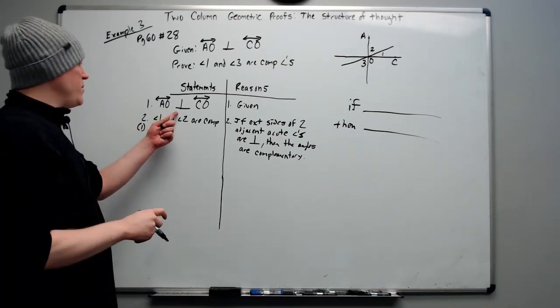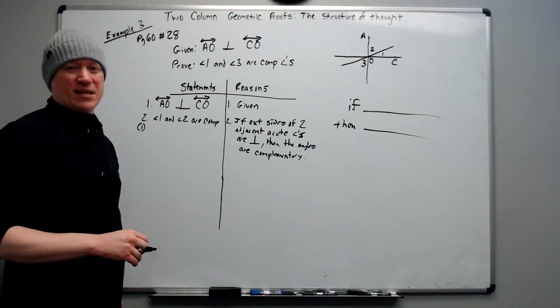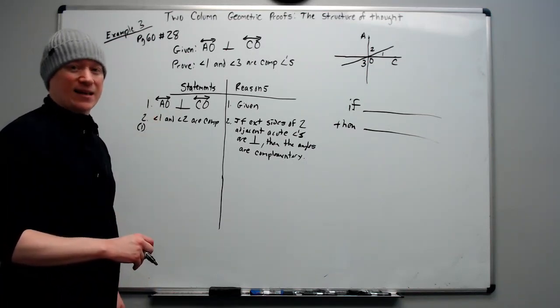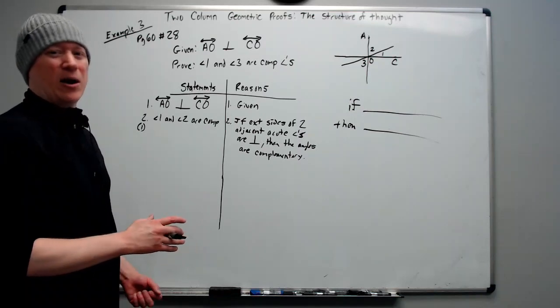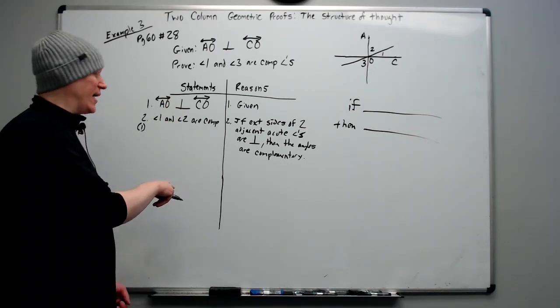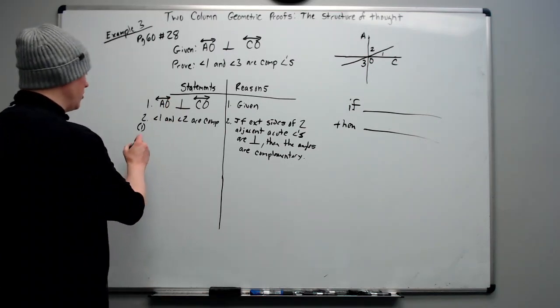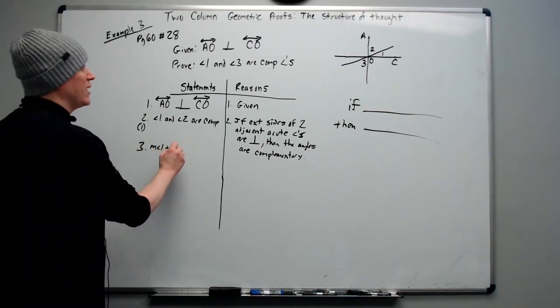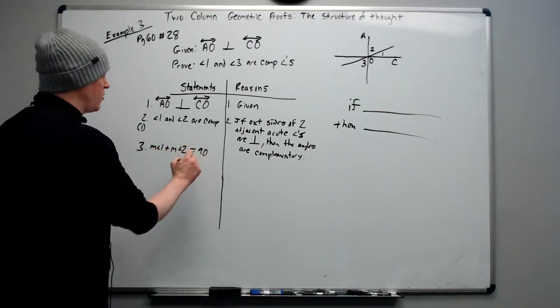Now, keep in mind, we bypassed the definition of perpendicular lines. We could have used it. It would be a longer proof if we did. So that's why we didn't go that route. But you can go back to the previous example in this video to see what that would look like to get to where we're about to go, which is step 3. The measure of angle 1 plus the measure of angle 2 equals 90.